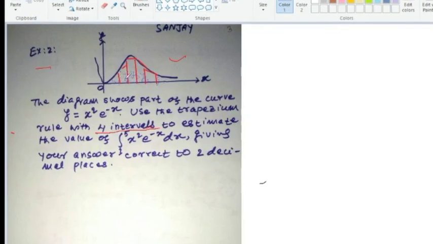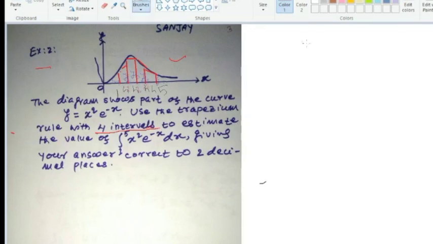So how many strips do we have? 1, 2, 3, 4 strips. That means we have 4 trapeziums in this case, and you can say that the width of each is h. So here h, here h, and here h. The value starts from 1 and goes till 5, so the in-between values are 2, 3, 4, and 5 itself.